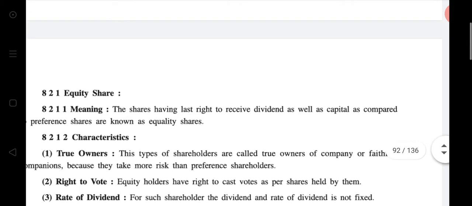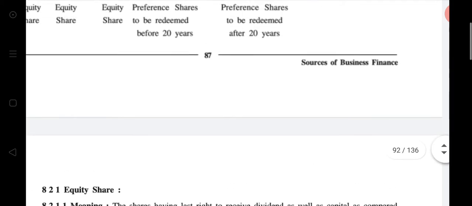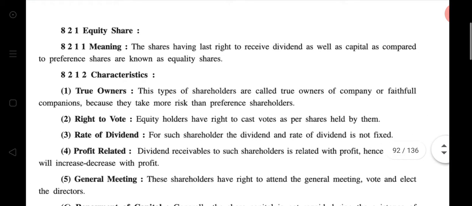Start from the equity share meaning, to the preference share types, and then we'll start the difference between preference and equity. So you have 2 to 3 minutes to revise this. Utilize these 2 to 3 minutes properly and try to read all the lines. First, meaning.